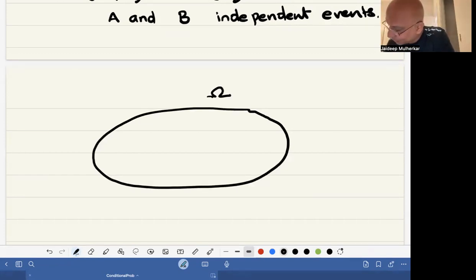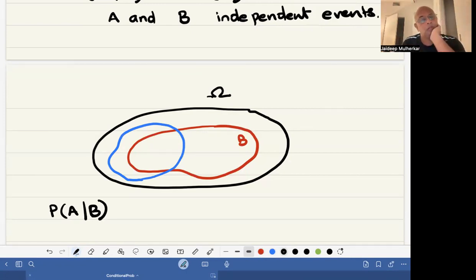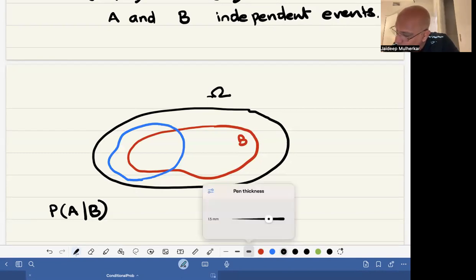And let's draw our event B. So within omega, we have this event B. And let's draw our event A. And our goal is to compute probability of A given B. Okay. So the idea over here is since the event B has already occurred, we want to look at the reduced sample space. So reduced sample space is not the entire sample space, but since B has already occurred, we just look at all the events that are in B. So basically this part.